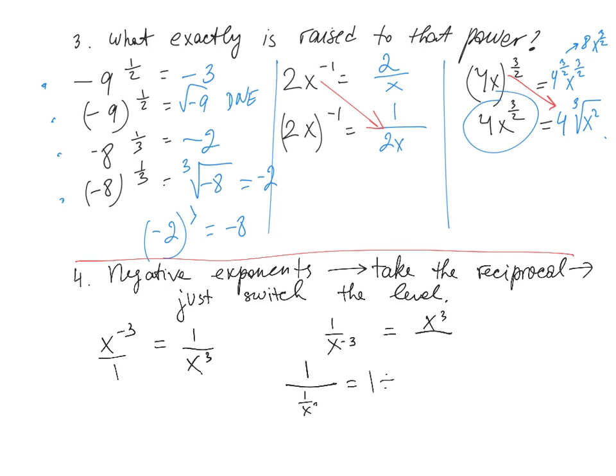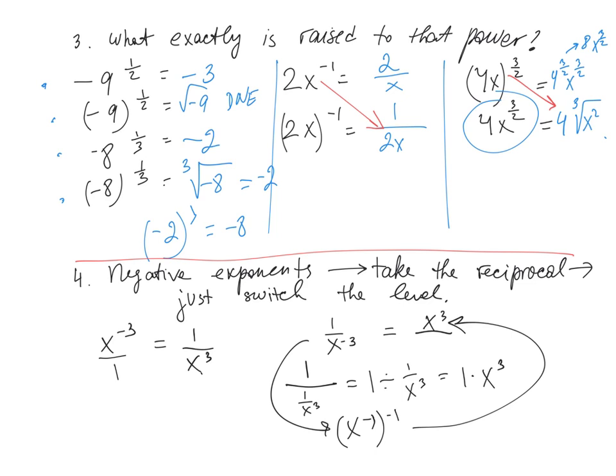You can look at this as a division problem. I'm sorry, it was x cubed here. You can divide 1 by 1 over x cubed, so you have to multiply by the reciprocal. Or you can just think about negating twice. You can think about this being x to the negative third, to the -1, because that's a reciprocal, and then you get x cubed.